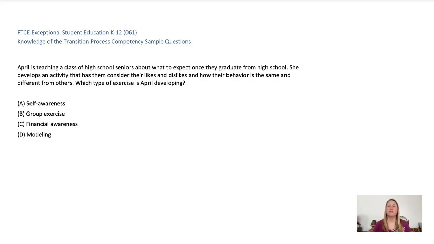B, group exercise is incorrect. Even though students may be discussing with others, the focus of the activity is on personal reflection. C, financial awareness is incorrect. The activity doesn't involve money, budgeting, or finances. D, modeling is incorrect. April isn't demonstrating a behavior for students to imitate. Instead, she's asking them to reflect on themselves. The correct answer is A, self-awareness. April is teaching her students how to develop self-awareness by having them consider or discover things about themselves.